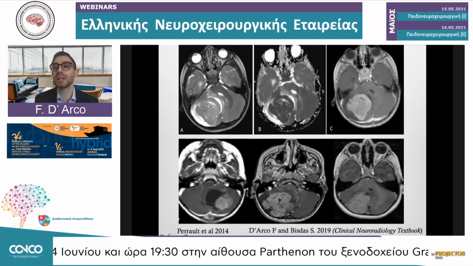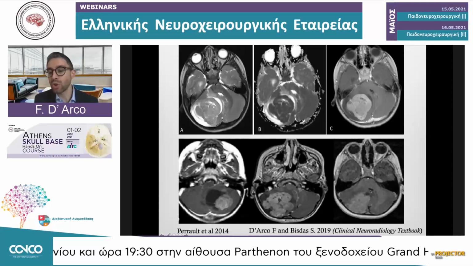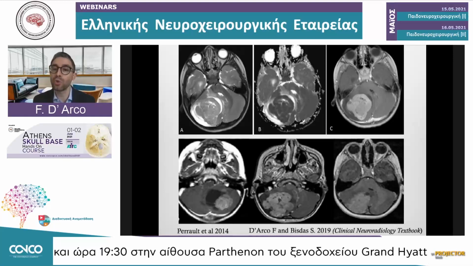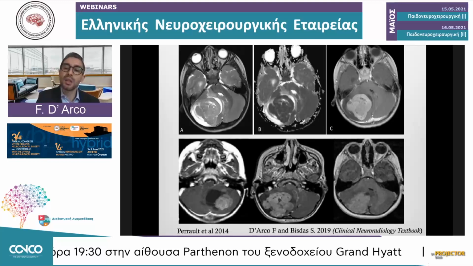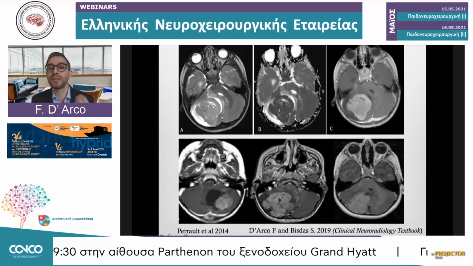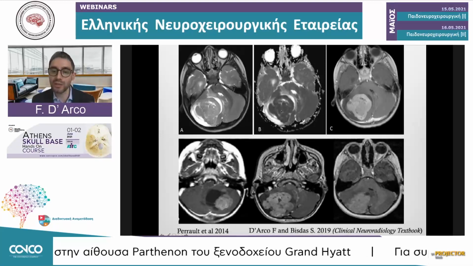So when you see something like that, and this is the appearance on contrast, you can just say this is a sonic hedgehog, with an intermediate prognosis in comparison to group 3 and 4 and the WNT group. So you see the location and you have the diagnosis, once, of course, you confirm the restriction. That is the first step.